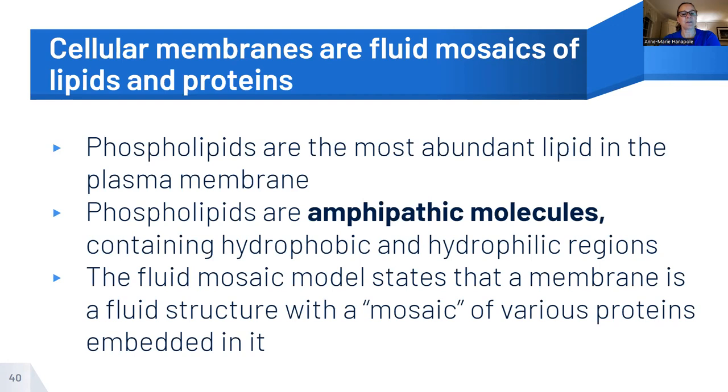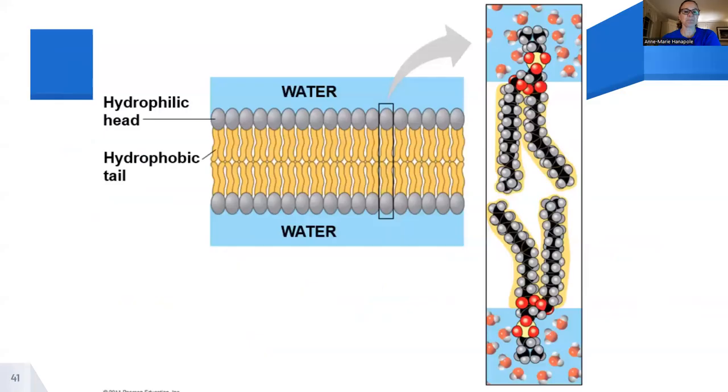And the cell membrane is said to be a fluid mosaic model. What that means is a mosaic is typically an artistic rendering that's made up of a whole lot of little things that make a bigger picture. And so the cell membrane is similar to that. It is made up of a whole bunch of phospholipids with things embedded in it that makes up the overall structure of the membrane. So if we look first at that phospholipid, it is a phospholipid bilayer.